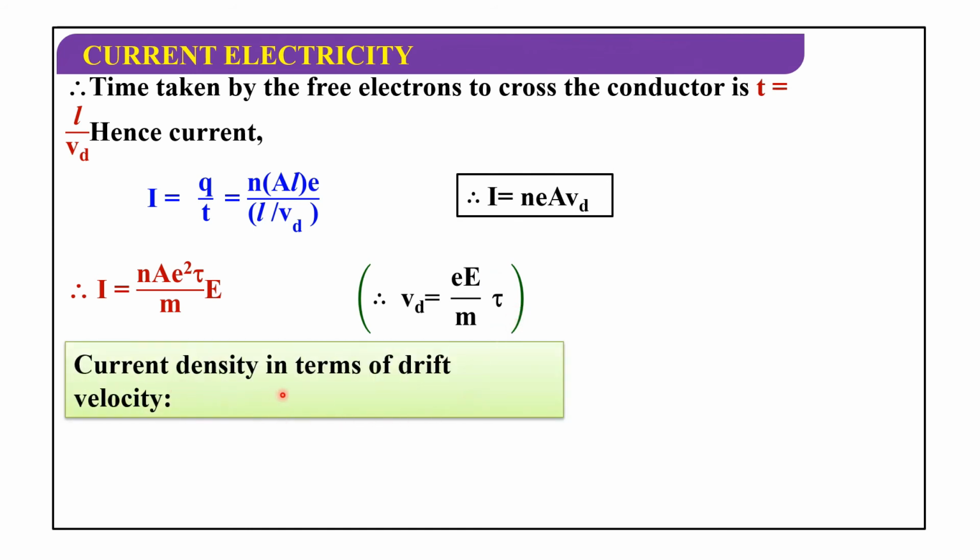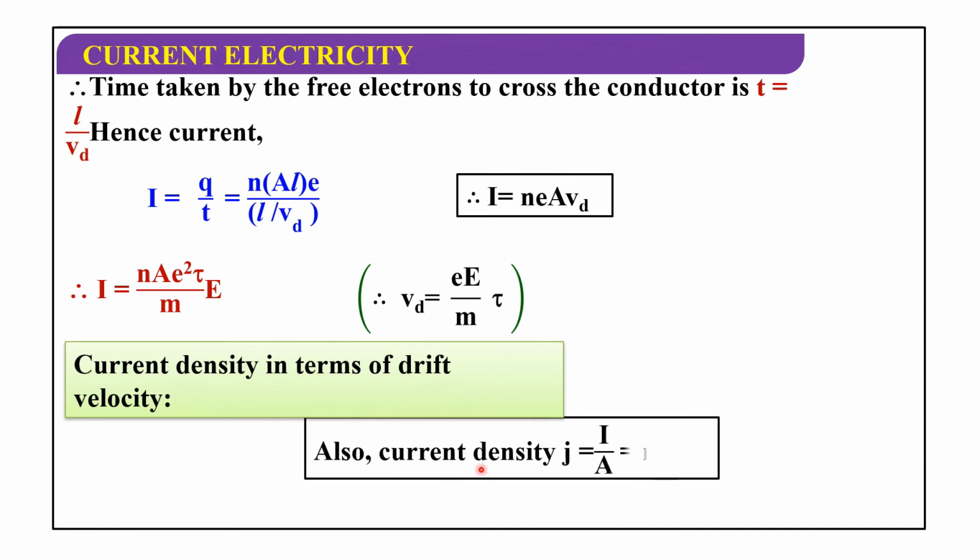So, current density in terms of drift velocity is J equals I by A, that is equal to neVd.